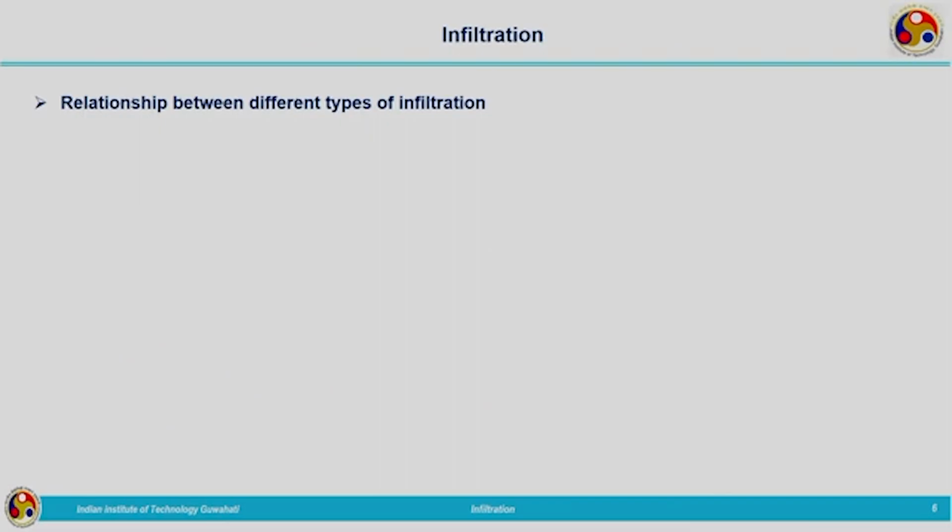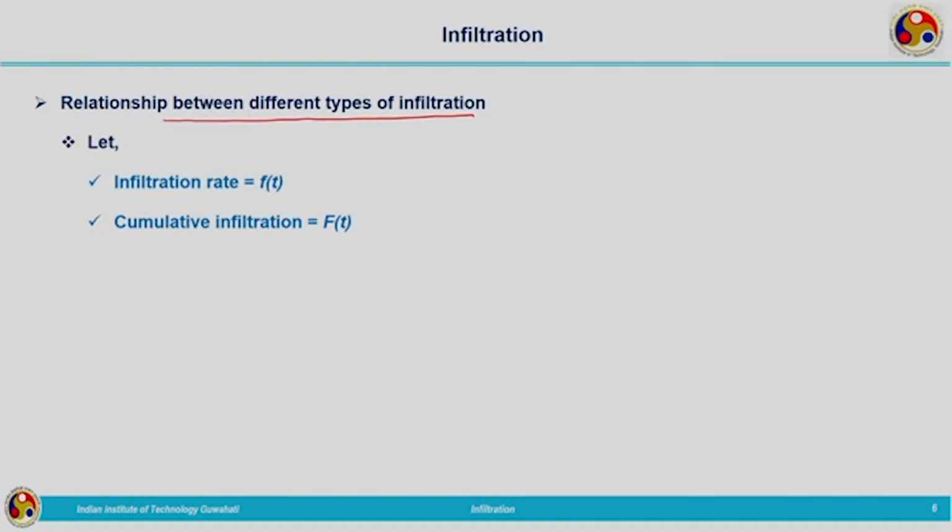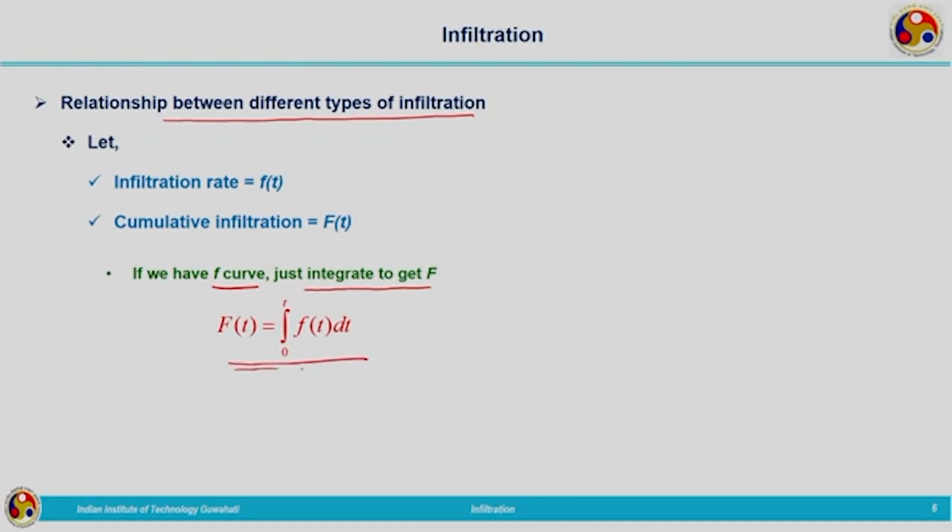Now, we need a relationship between the different types of infiltration. We have seen infiltration rate and also cumulative infiltration. So, how can these two be related? Let the infiltration rate be f of t and the cumulative infiltration be capital F of t. If we have the infiltration rate curve, we can integrate that curve to get the cumulative infiltration curve. So, capital F of t is equal to the integral from 0 to t of small f of t dt. 0 to t is the time interval for which the infiltration was taking place.